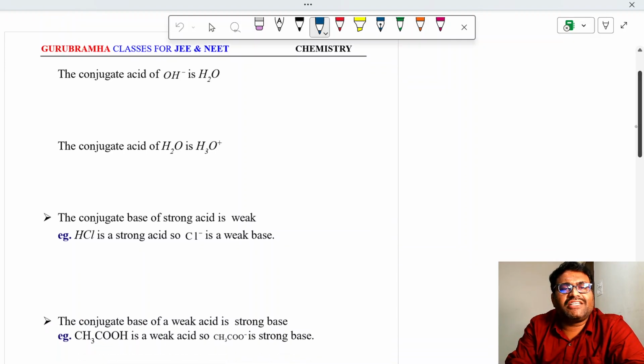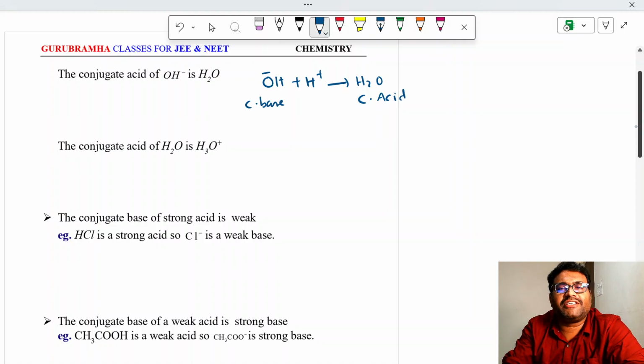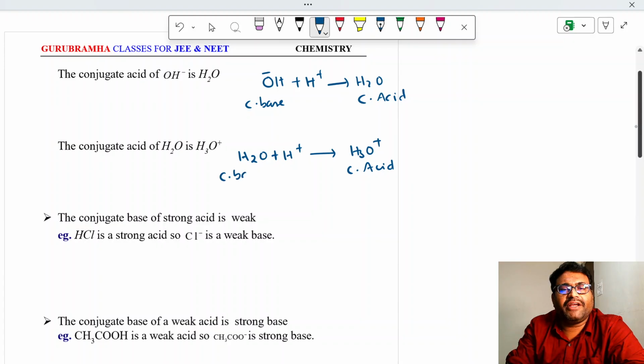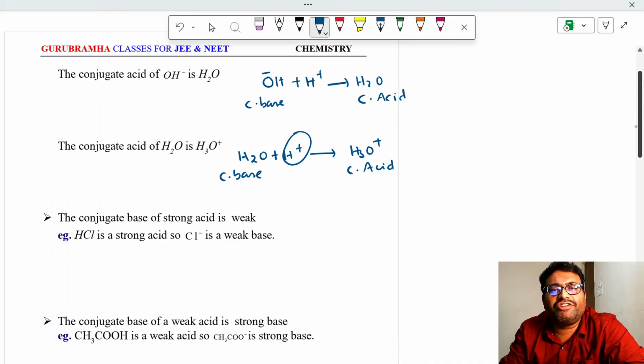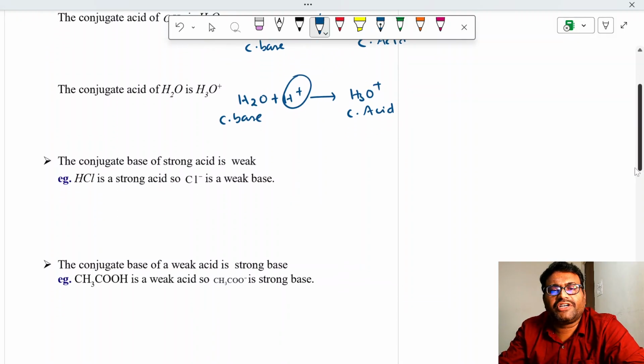So what is the conjugate acid of OH minus? OH minus when added with a proton gives you H2O. So what is this conjugate acid? What is this conjugate base? Conjugate acid base pair. In the same way, H2O is added with a proton to give you H3O plus. What is this conjugate acid? What is this conjugate base? As they are differing by a proton, H2O and H3O plus are called conjugate acid base pairs. Understood? Okay.